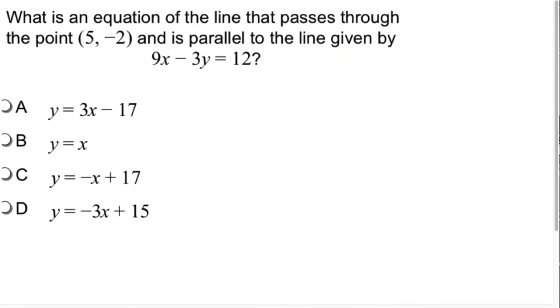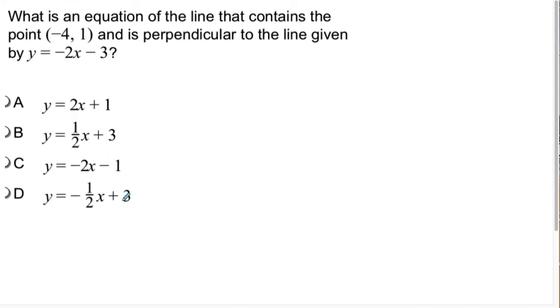All right, and let's try another perpendicular one. So it says, what is an equation of a line that contains the point negative 4, 1 and is perpendicular to the line given by y equals negative 2x minus 3? So right now this is in slope-intercept form, so it's easier for us to leave it as slope-intercept form and identify the slope. So the slope now is negative 2. The slope that has to be perpendicular to this line has to be its opposite and reciprocal. So its opposite and reciprocal becomes 1/2.